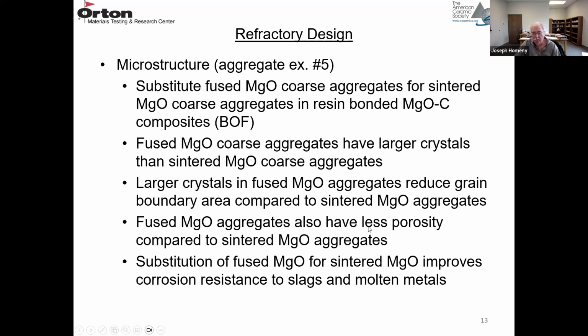Fusion cast aggregates have much lower porosity, so there is less surface area to contact a slag or molten metal, and that decreases the corrosion rates. And when you substitute a fused MgO for a sintered MgO, that's going to overall increase the corrosion resistance, whether it's a slag or molten metal.